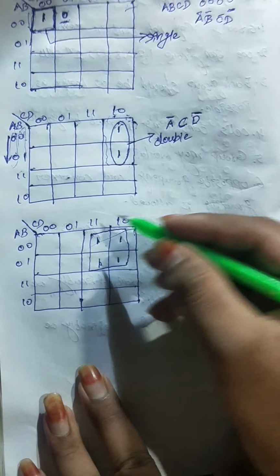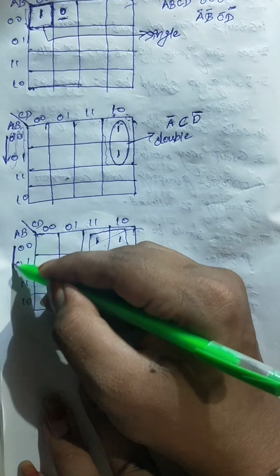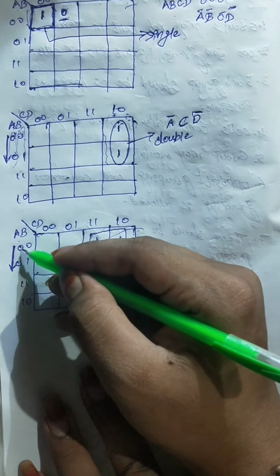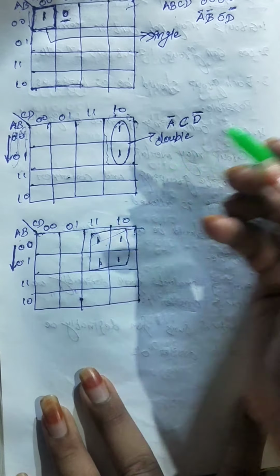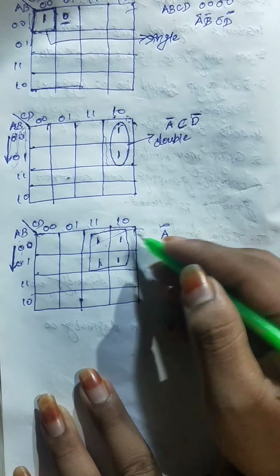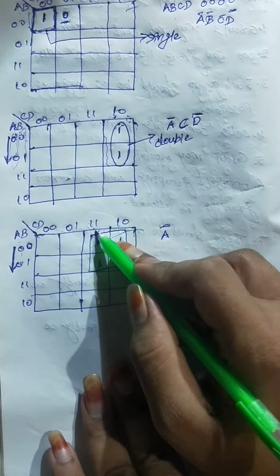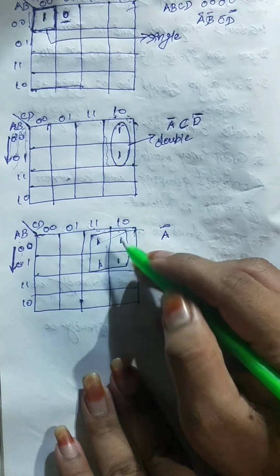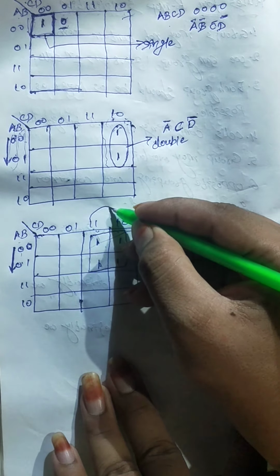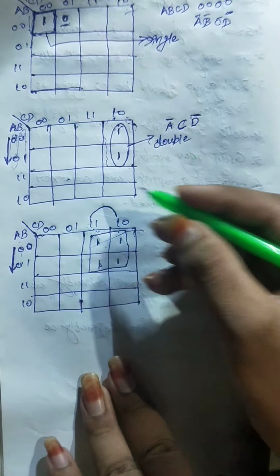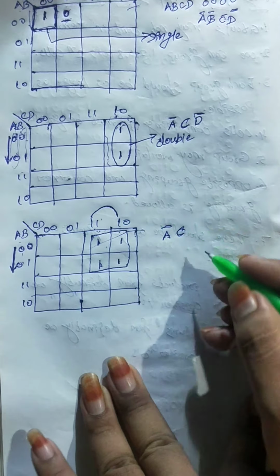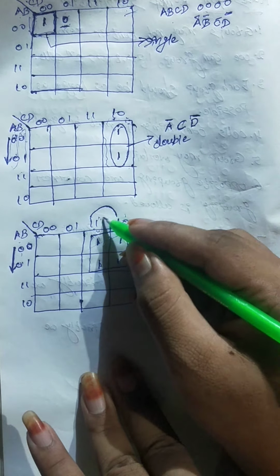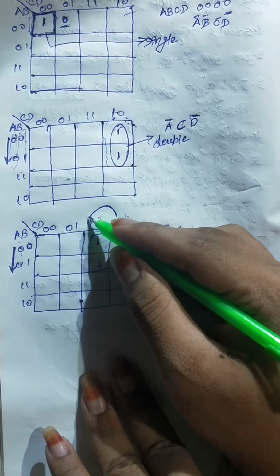Therefore the combination of values is A variable is 0 0, and the B variable always changes. Therefore we cannot take the B variable, only the A variable, which is A bar. And here 2 cells contain C with the same combination, and the combination of B changes. Therefore we cannot take the D variable, only the C variable we take.